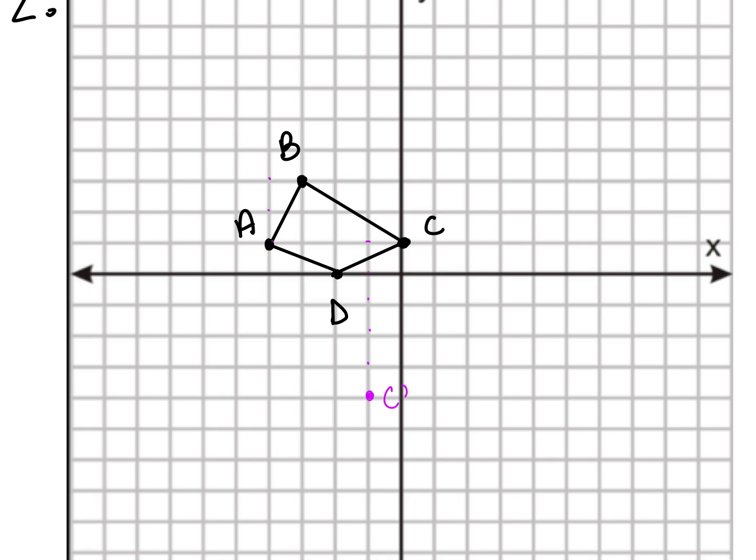Left 1, 1, 2, 3, 1, 2, 3, 4, 5. This is where my B is. A is left 1, 1, 2, 3, 4, 5. Left 1, 1, 2, 3, 4, 5. This is where D is. This is what your graph should look like for number 2.